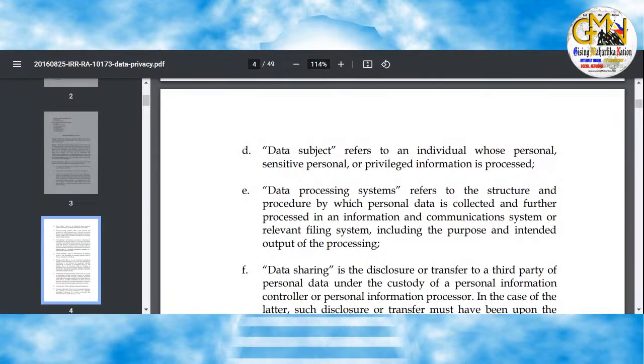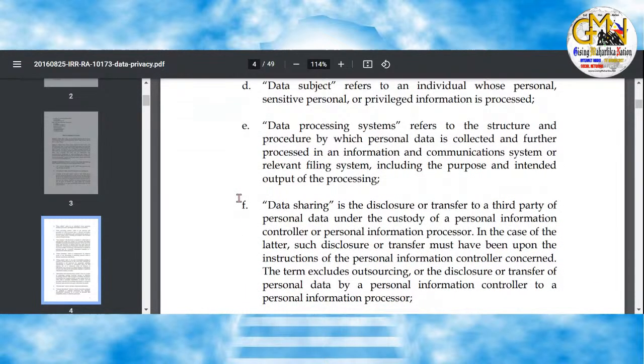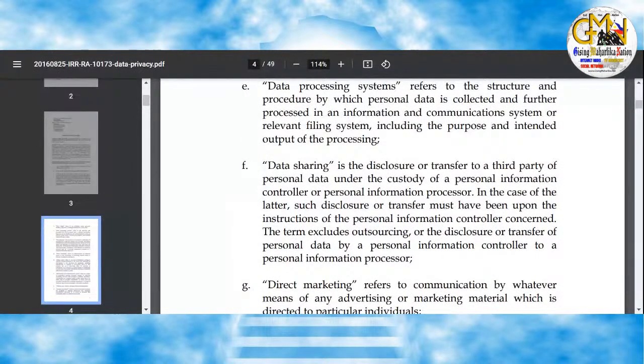Letter E. Data processing systems refers to the structure and procedure by which personal data is collected and further processed in an information and communications system or relevant filing system, including the purpose and intended output of the processing. Letter F. Data sharing is the disclosure of or transfer to a third party of personal data under the custody of a personal information controller or personal information processor. In the case of the latter, such disclosure or transfer must have been upon the instructions of the personal information controller concerned. The term excludes outsourcing or the disclosure or transfer of personal data by a personal information controller to a personal information processor. Letter G.